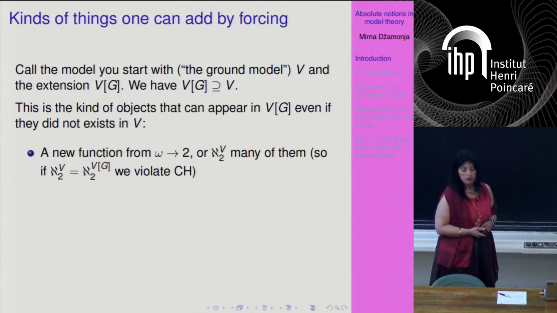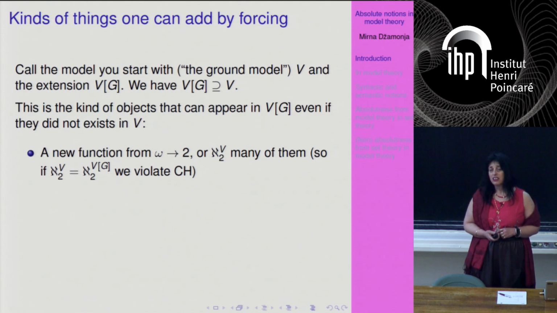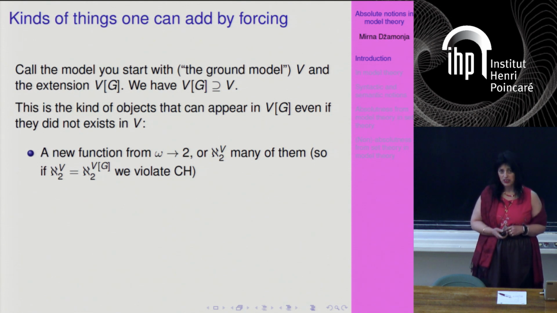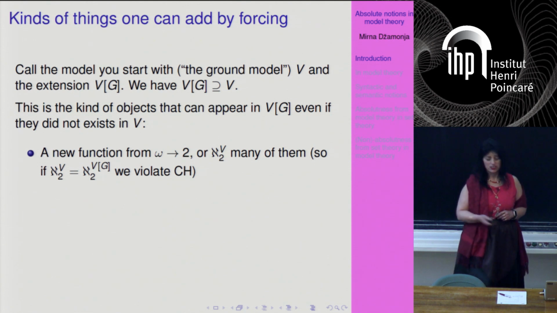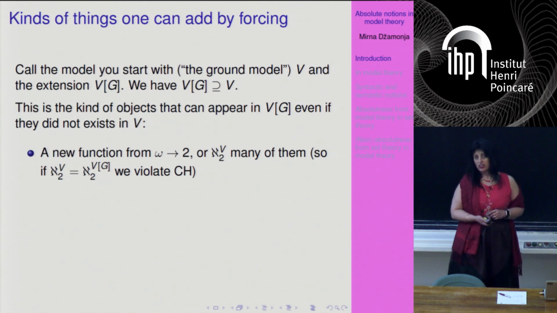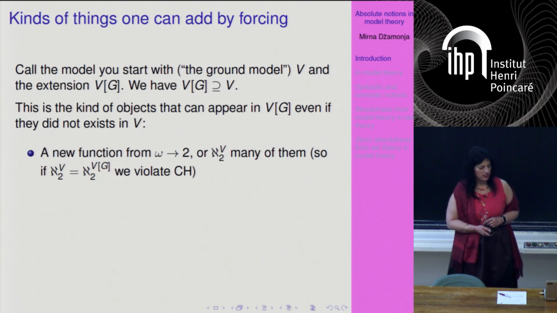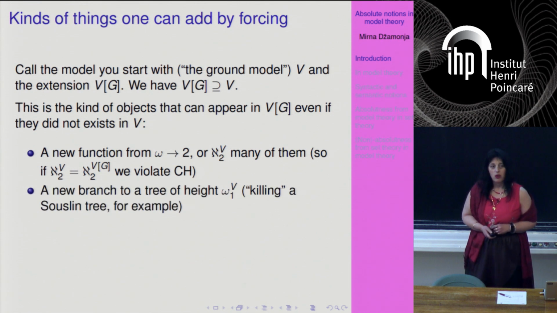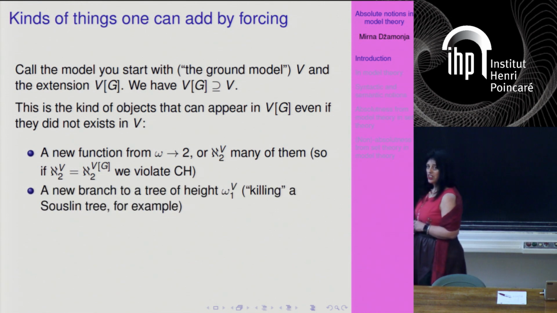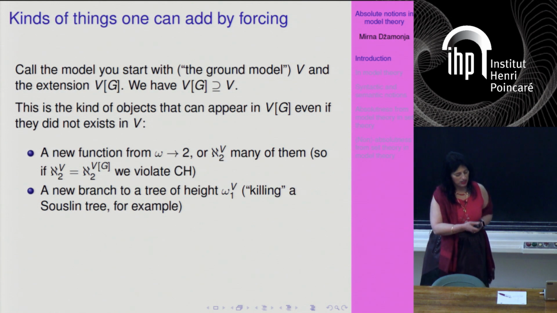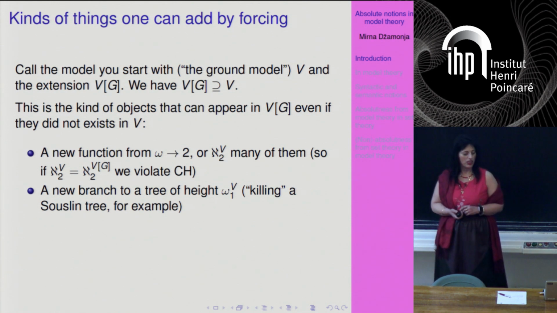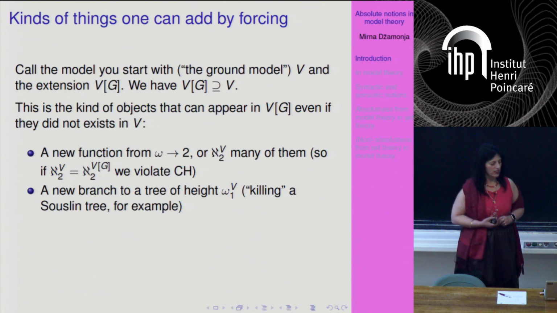So this is like a subset of omega, or you can add many of them, and in this way you can violate CH. This is the first forcing construction that was ever made, in 1963. Of course, this was done by Cohen. And that's how forcing was invented.